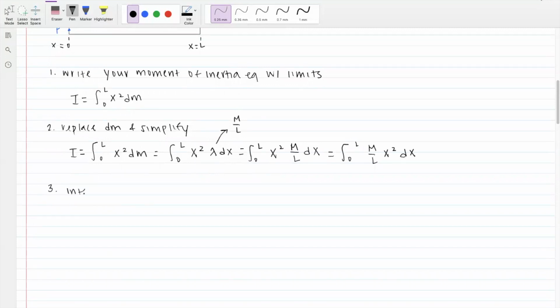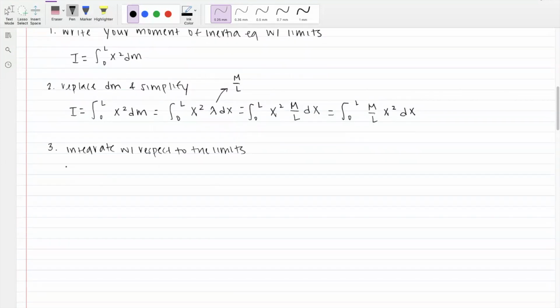Now we're going to integrate with respect to the limits. So we have the moment of inertia is equal to the integral from 0 to L of m over L x squared dx, which is equal to m over L times 1/3 x to the third with limits from 0 to L. Again, if these are difficult for you, I would suggest watching my math fundamentals video on how to take integrals.